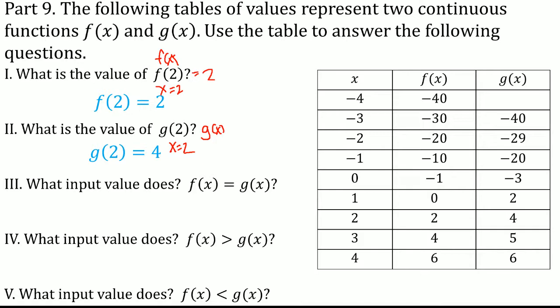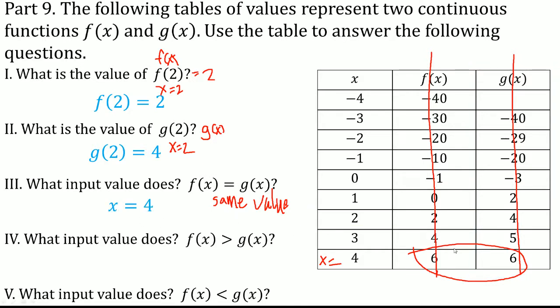Next, when is f of x equal to g of x? So f of x is down here, and g of x is right here. When they're equal, they have the same value. Different value, different. Right here, the same. So when x equals 4, these two are the same values. That's when 6 equals 6. Perfect.